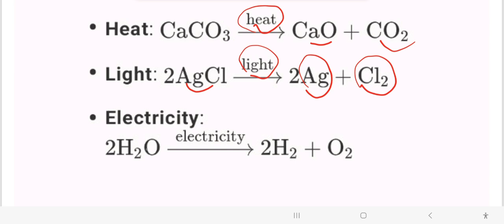And the third one, electrolysis, that is nothing but water using two test tubes. If you supply electricity, it gets separated as hydrogen and oxygen gases. So these are the three examples that we can provide for this question.